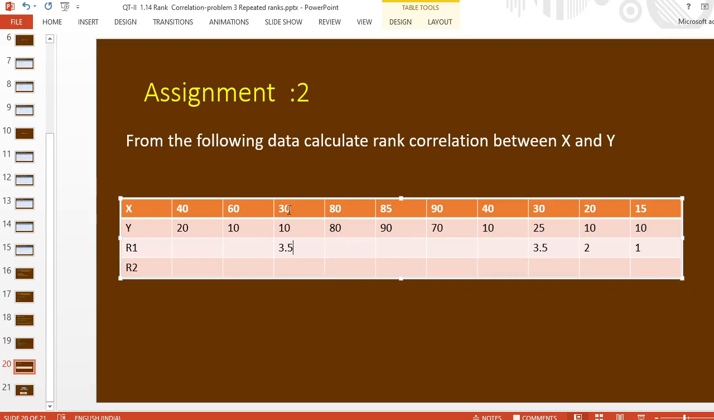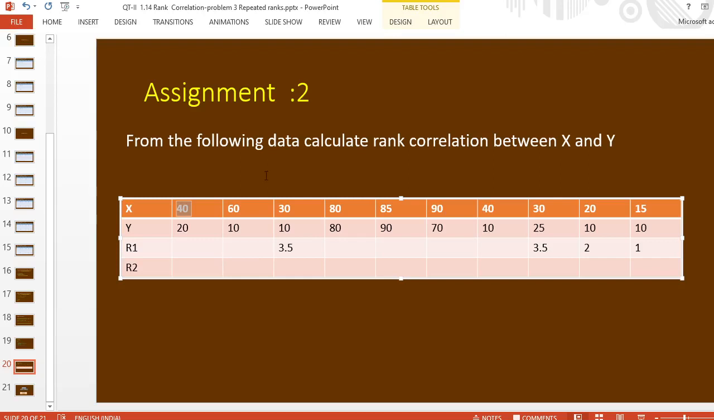And the next number is 40. So here again you can see the 40 is repeated, ranks 4 and 4. So for our average rank, we have considered 3 plus 4. So fourth rank is already considered.